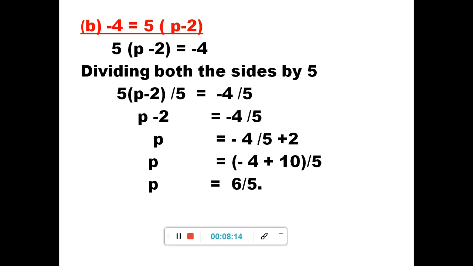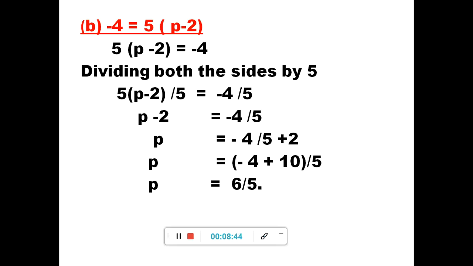Question number B, minus 4 equal to 5 multiplied by (p minus 2). So 5 multiplied by (p minus 2) equal to minus 4. Dividing both the sides by 5. So 5 multiplied by (p minus 2) divided by 5. 5 and 5 get simplified in the left hand side. Minus 4 by 5. Now p minus 2 equal to minus 4 by 5. Now it is a fraction on your right hand side. So p equal to minus 4 by 5 plus 2.